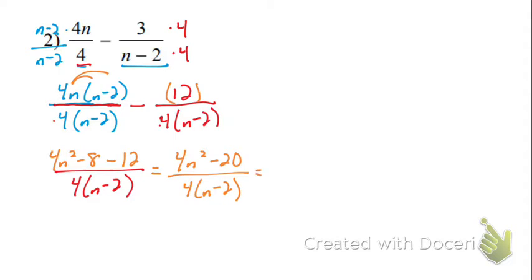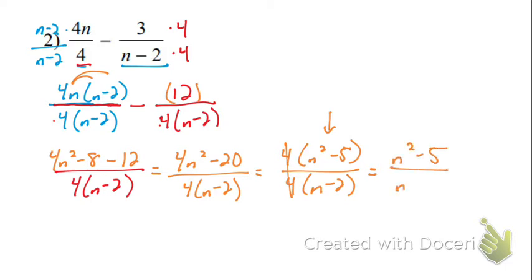My numerator I can take out a 4. When you do that, you're left with n squared minus 5. So 4 and then n minus 2. So now I see that the 4's go away. This cannot keep being factored because that's a 5. All right. So then my final answer, my simplified rational expression, is n squared minus 5 over n minus 2.